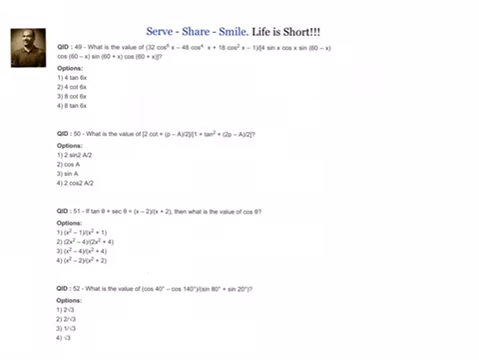The first one: what is the value of (32 cos^6 x − 48 cos^4 x + 18 cos^2 x − 1) divided by (4 sin x cos x sin(60° − x) cos(60° − x) sin(60° + x) cos(60° + x))? It is equal to how much?